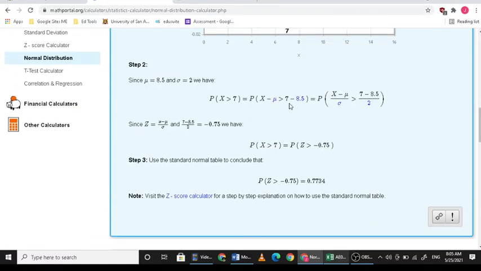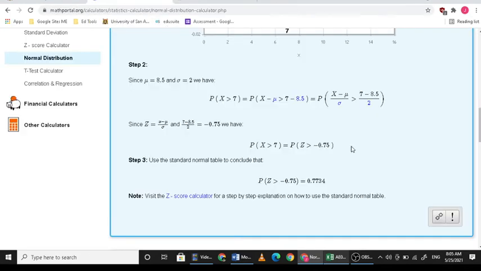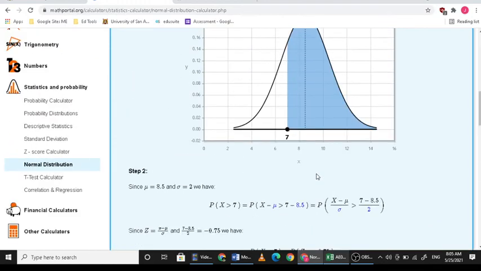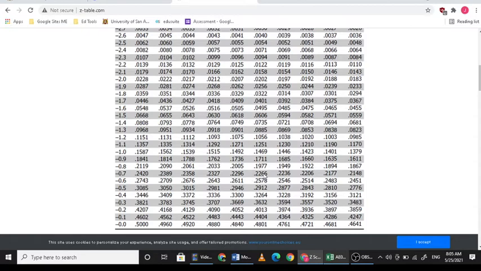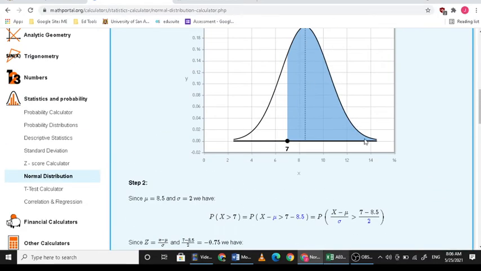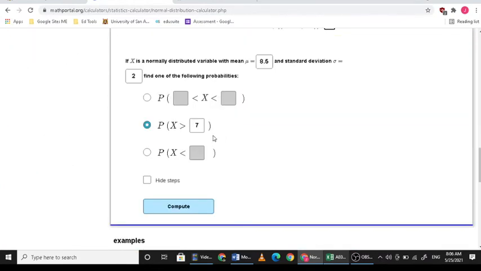Okay? Then for the computation, that's 7 minus 8.5 divided by 2, but this is greater than. So that's negative 0.75. Okay? Negative 0.75, class, is actually 0.2266. So you simply subtract that from 1 to get 0.7734. Okay? So 1 minus 0.2266 is equal to 0.7734. Okay? Because this is to the right, class, and the z table is always read to the left. Okay? Next, let's have another one. Let's have greater than 9.